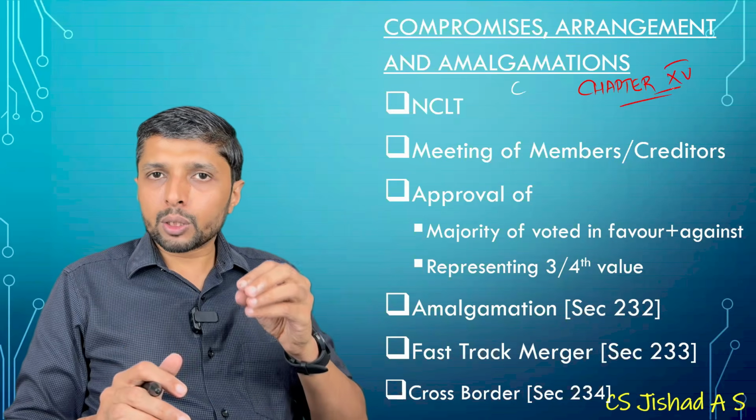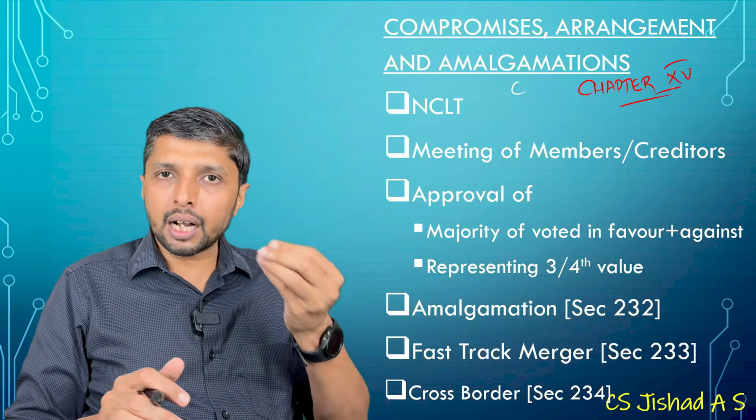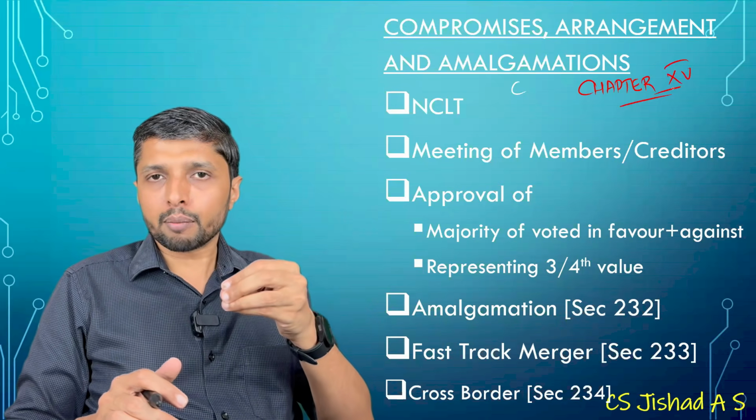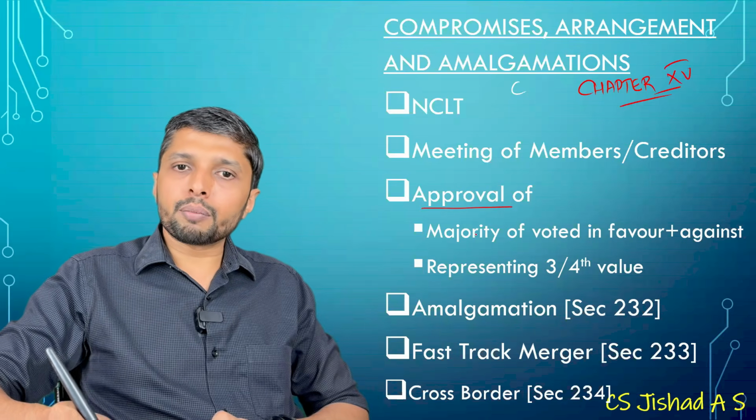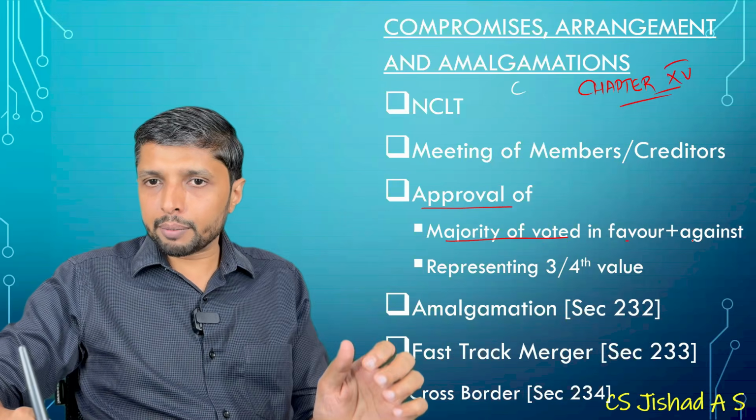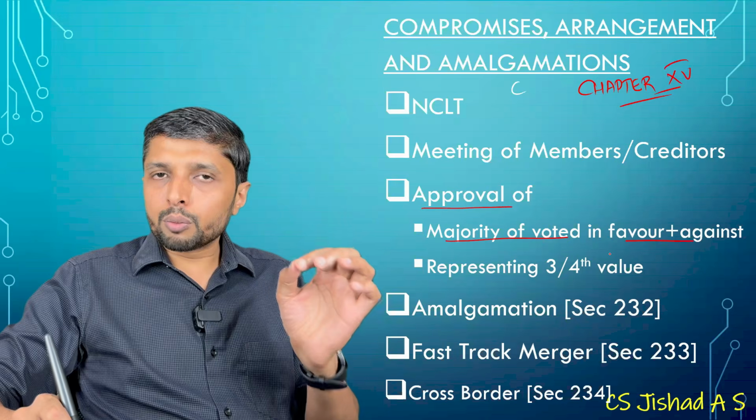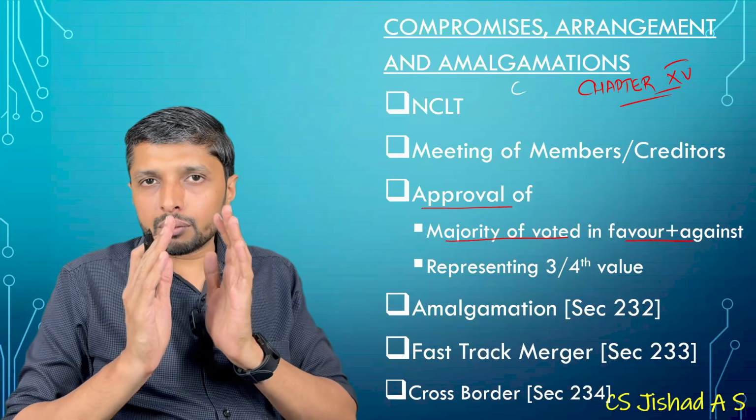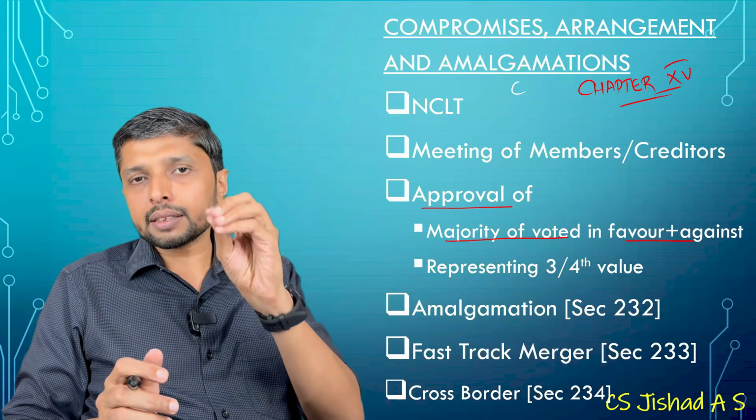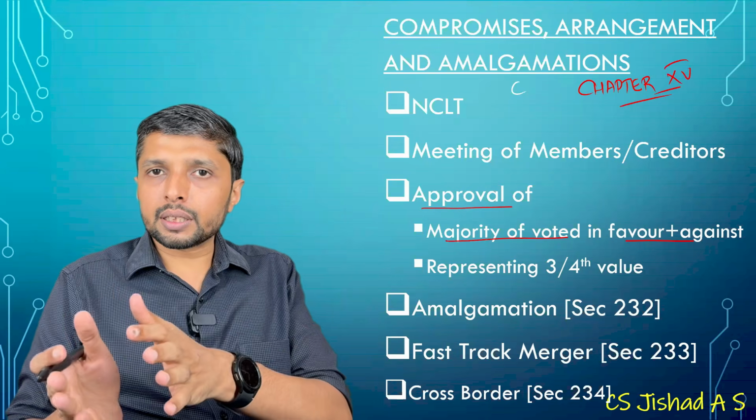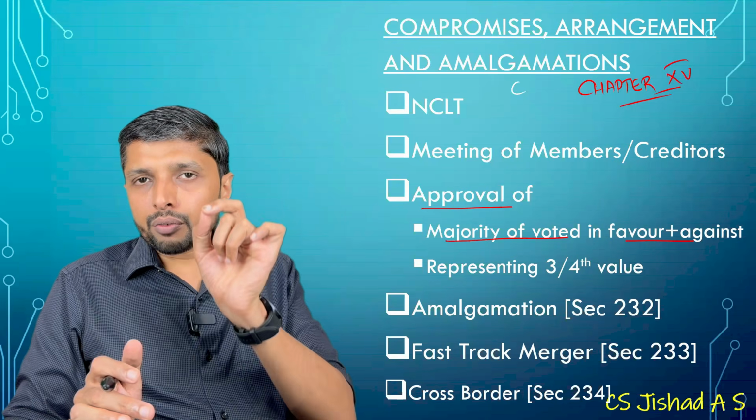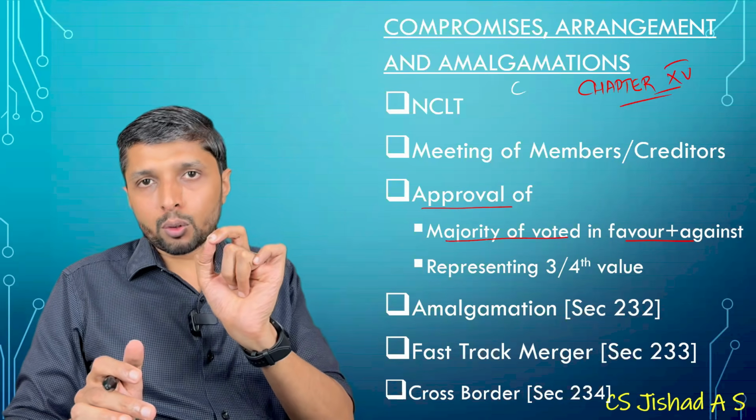What NCLT will do is that when admitting the application, they'll ask the company to conduct a meeting of members or creditors to get their approval. In that meeting, a majority of the persons who have voted in favor or against, that means cast a valid vote, should be obtained. If there are 100 members in that meeting and 50 members have cast valid votes, say 30% in favor and 20% against, you will be counting the number of valid votes in that case.